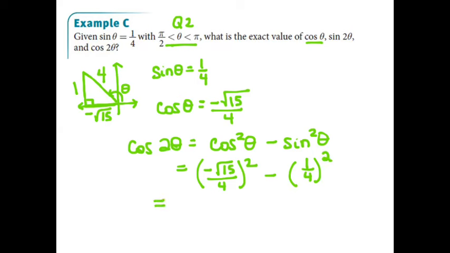If I square a negative number, it's going to turn out positive. If I square the square root of 15, I just get 15, over 4 squared would be 16. When you're squaring a fraction, you need to square the numerator and the denominator. Minus 1 squared is 1, and again 4 squared is 16. And 15 minus 1 would be 14 over 16, which of course would reduce to 7/8. And that was the last value we were asked for.